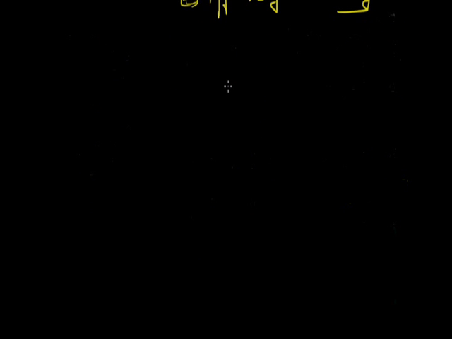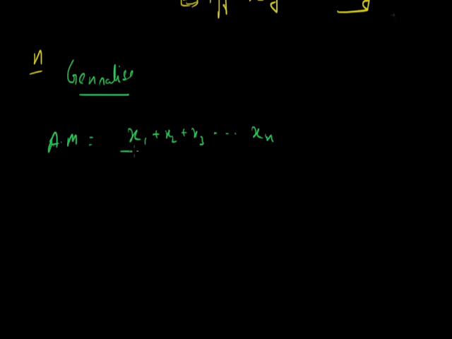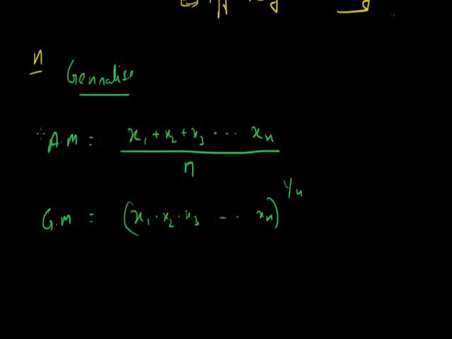Now let me generalize this theorem for n numbers. The arithmetic mean of n numbers is, let's say, x1 plus x2 plus x3 up to xn, divided by n. Now the geometric mean of the n numbers is x1 into x2 into x3 up to xn, raised to the power 1 upon n. The arithmetic mean is greater than or equal to the geometric mean. That means this quantity is bigger than this geometric mean.